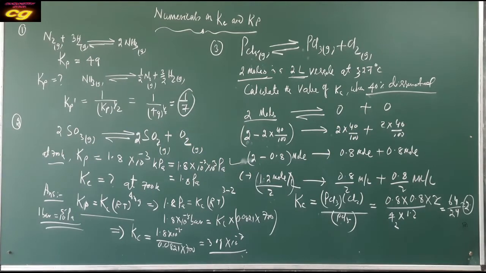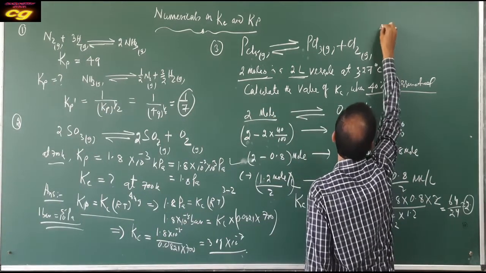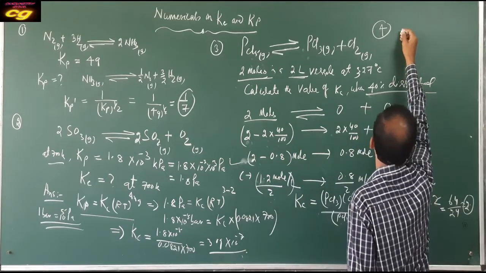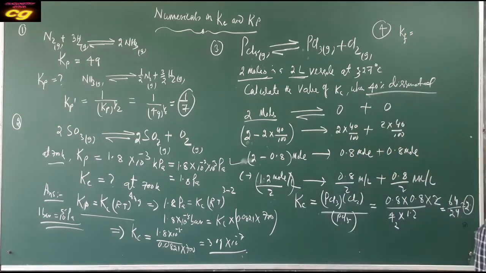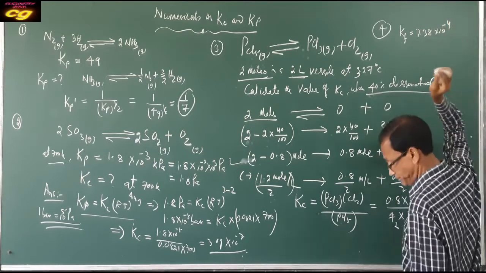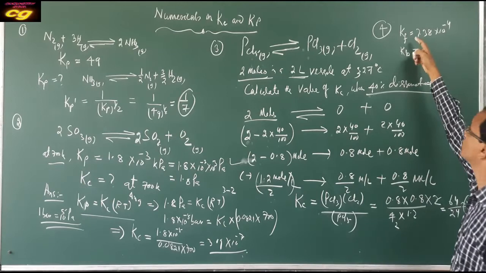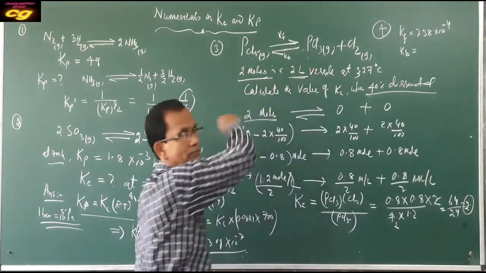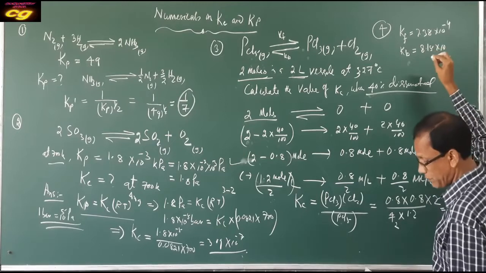Then another question, a very important question, and a very easy question also. Question number 4 is like this: for a particular reaction, the Kf value is given. Kf means the rate constant of the forward reaction, 2.38 into 10 to the power minus 4. And the rate constant of the backward reaction is also given. This is your Kf, this is your Kb. Kb is 8.15 into 10 to the power minus 5.